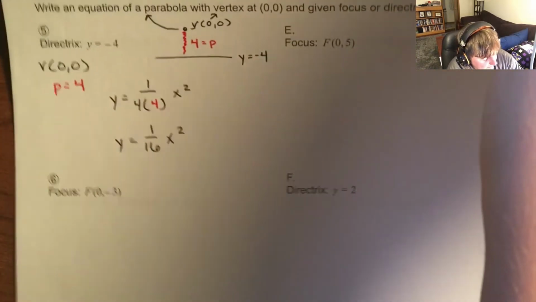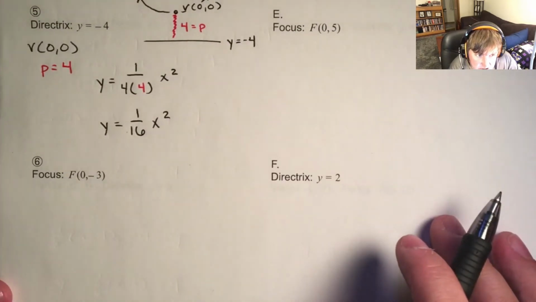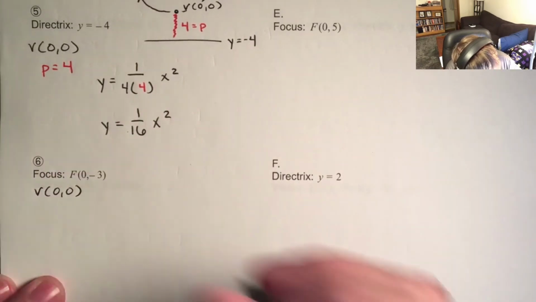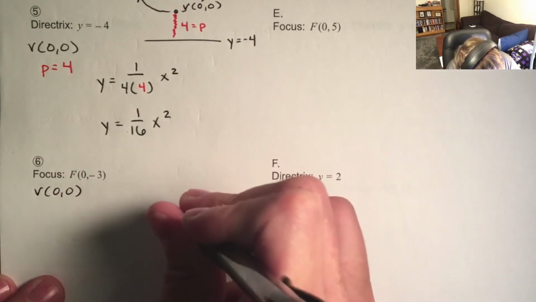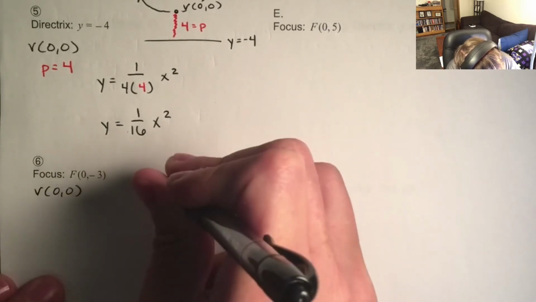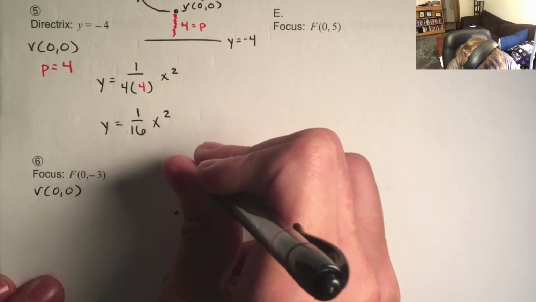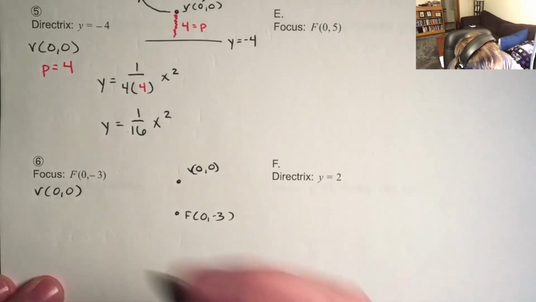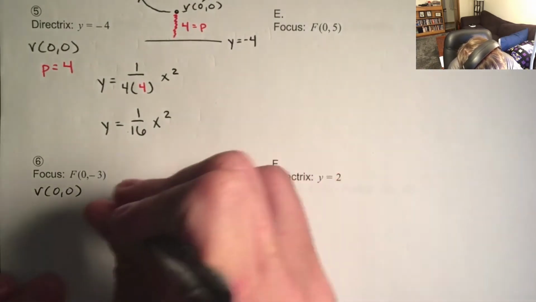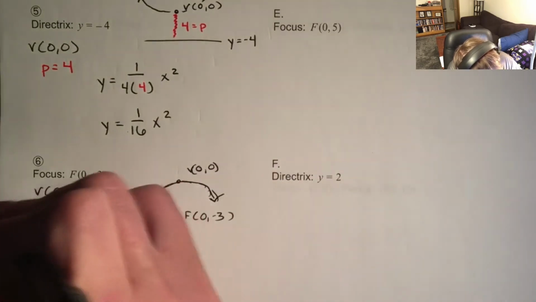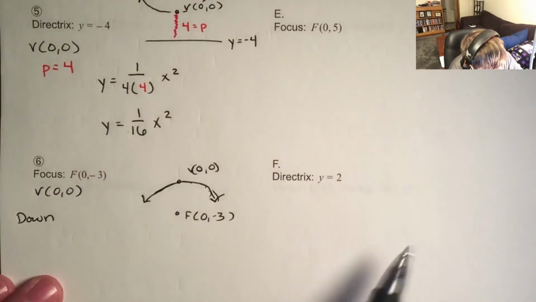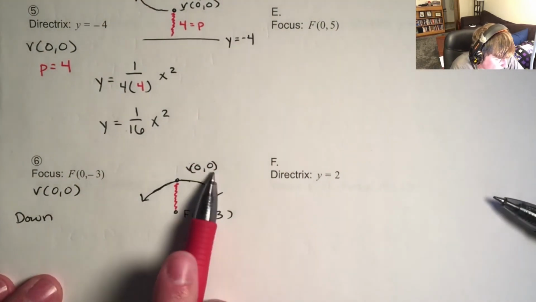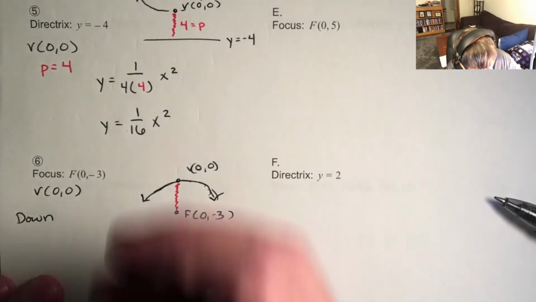What about if I have the focus? The focus on this one is 0, -3. And again, we know the vertex is 0, 0. So here I have the focus, which is 0, -3, and the vertex, which is 0, 0. This would be below because this y value is less, right? So we know this is going to open downward. And I just have to figure out what this p-value is. How far is -3 from 0? Well, it's 3 units away, correct?